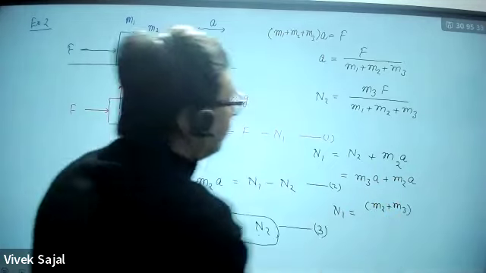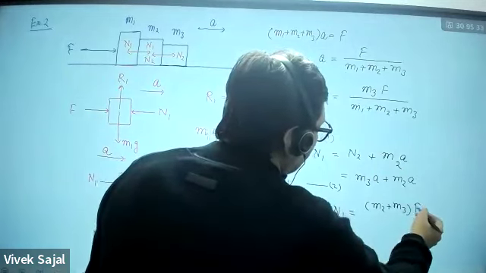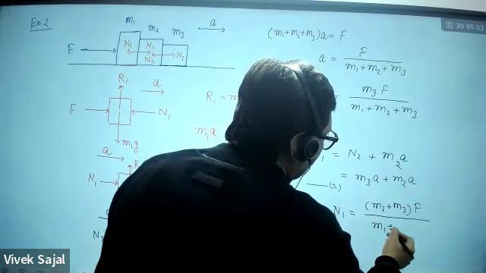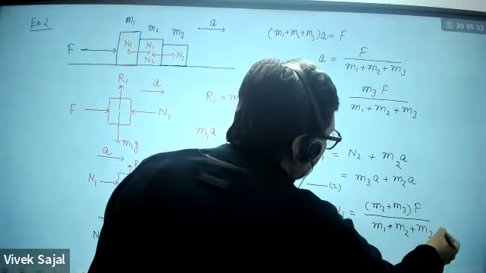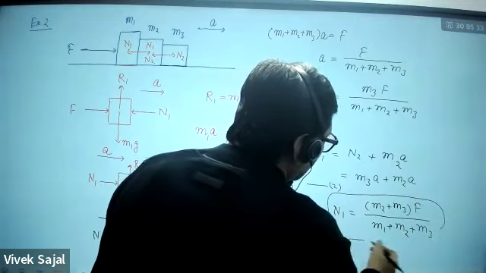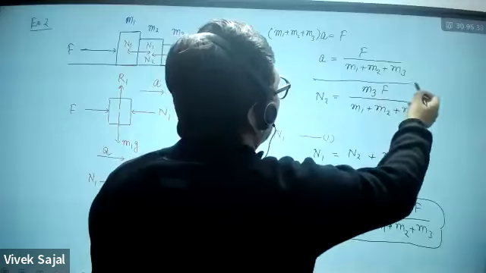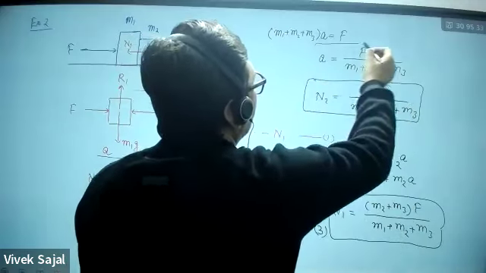M2 plus M3. And what will be the acceleration? Acceleration is this. So this will be F upon M1 plus M2 plus M3. This will be N1. So in this way, one can find out N1, N2 and acceleration for this problem.